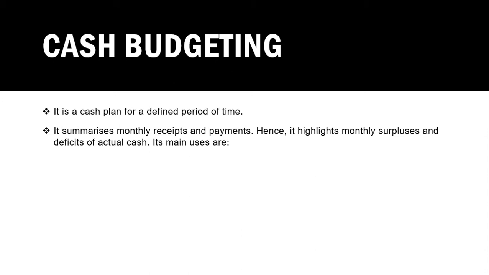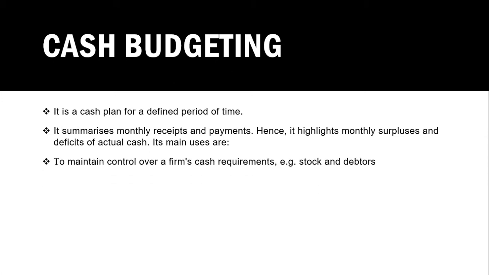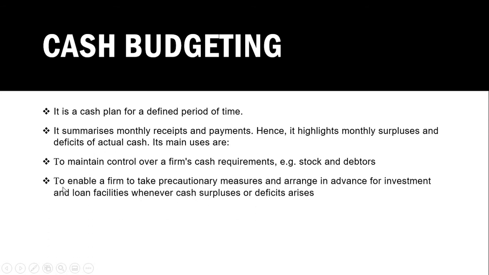Its main uses are, so how do we make use of this cash budgeting? Because we are focusing on the receipts and payments in terms of cash on a monthly basis, to maintain control over the firm's cash requirement, stock and debtors. So this is how you use the cash budget. You are maintaining control of the firm's cash requirement in terms of stocks and debtors to enable a firm to take precautionary measures and arrange in advance for investment and loan facilities whenever cash surpluses or deficits arise.